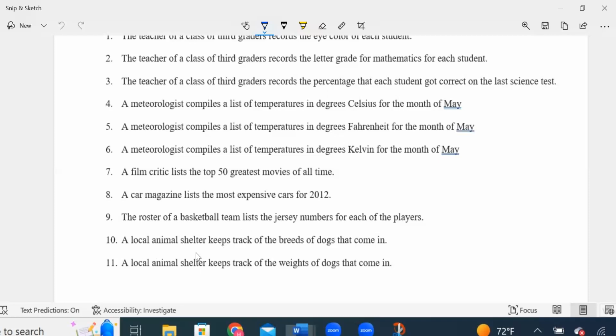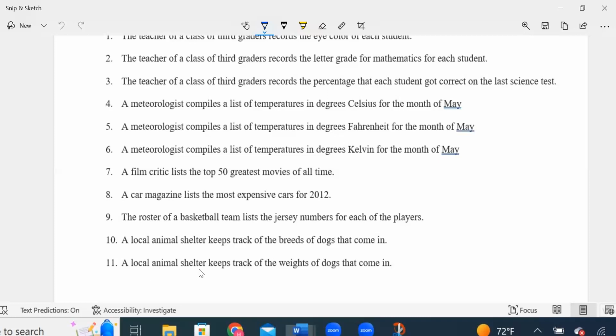All right, question number 10 here. A local animal shelter keeps track of breeds of dogs that come in. Okay, so there's breeds of the dogs, right? Now, this is nominal due to the fact that dog breeds are not numeric. I cannot just say this dog is twice better than this one. It's not even a number. So this will be nominal level.